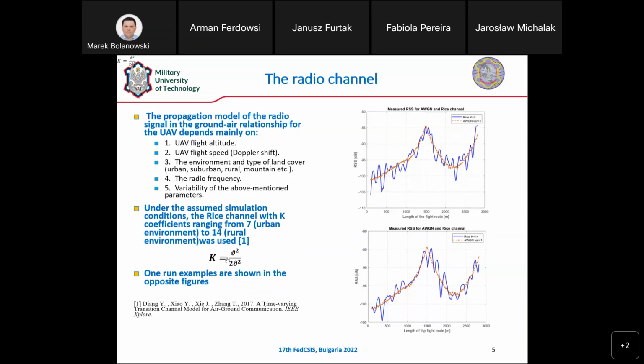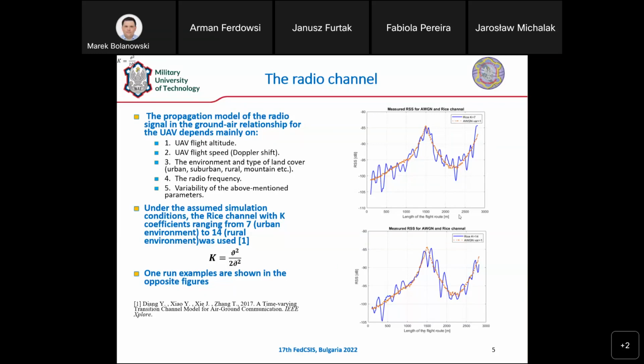What does it mean? The K coefficient in the Rice channel is proportional to the power of the direct signal, not reflected by any obstacle, and inversely proportional to the sum of the power of the rest of the signals reflected from the located source, reflected from the obstacles in the terrain.